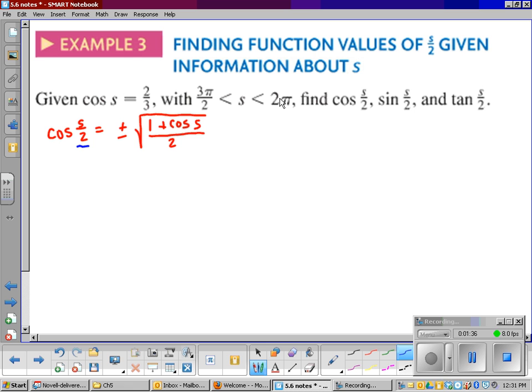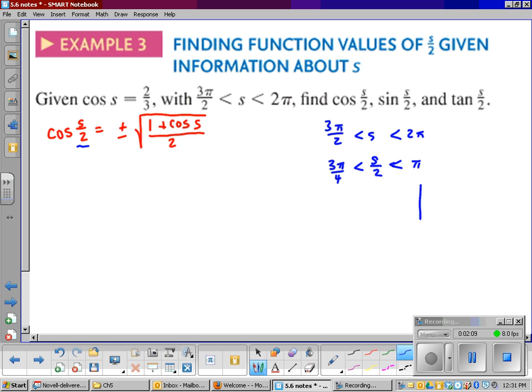The way that you figure out the quadrant is to take this inequality for S, 3 pi over 2 is less than S is less than 2 pi, and let's rewrite it for the angle S over 2. To get S over 2, I had to divide S by 2, so that's what I want to do on the other two parts of this inequality. If I divide 3 pi over 2 by 2, then that gives me 3 pi over 4. And if I divide 2 pi by 2, then that gives me pi.